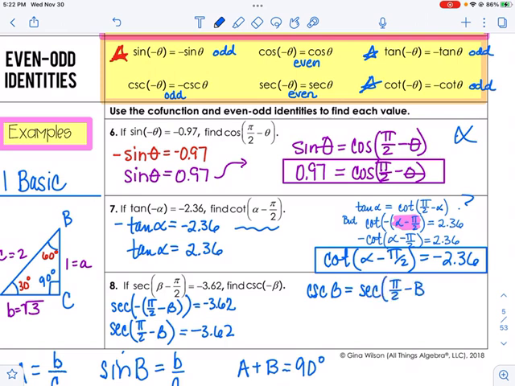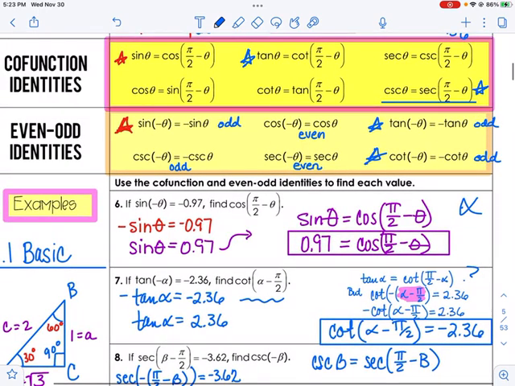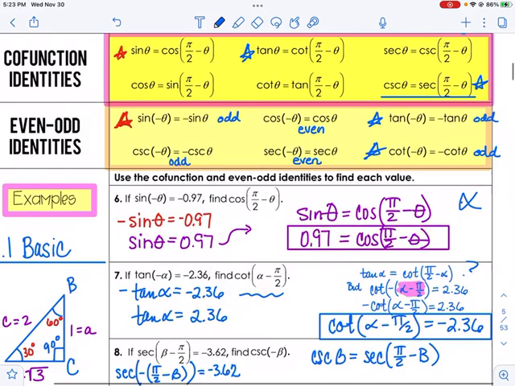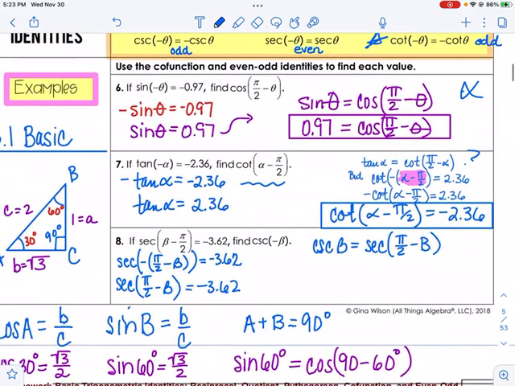So you really try to match the form of the identity as you see above. You've got to match the form of the identity to say that they are equal. And you don't want the beta or the variable to be in front of the pi over 2. Okay, so since secant is equal to negative 3.62, then we can say the cosecant of beta is equal to negative 3.62.